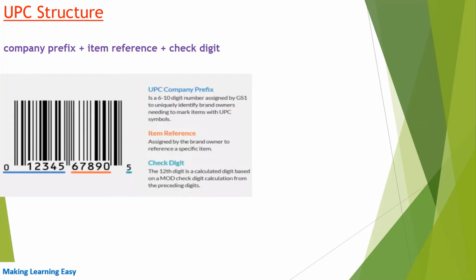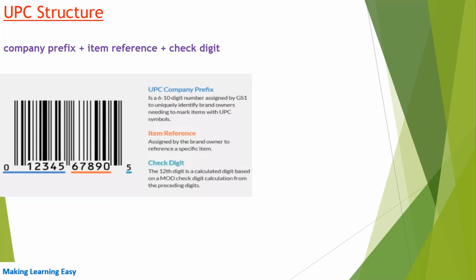I have attached one screenshot here which is showing the UPC barcode. You can see first six digits are of company prefix, next five of item reference, then the last five is check digit. Check digit is used to verify if the barcode is valid or not.